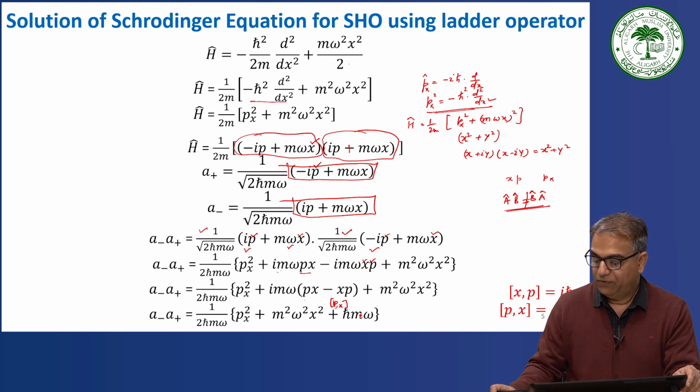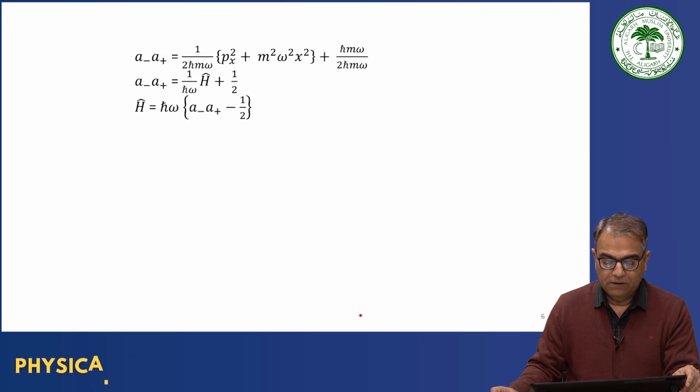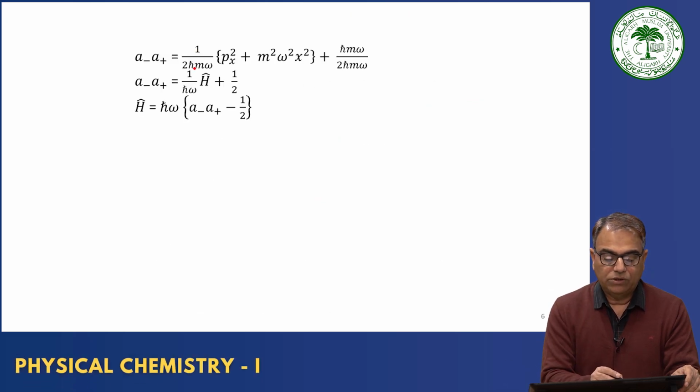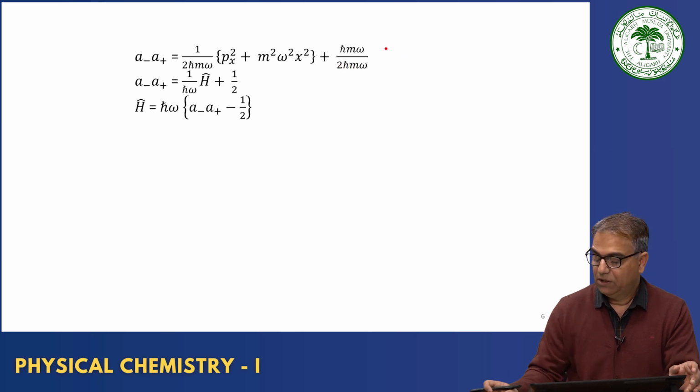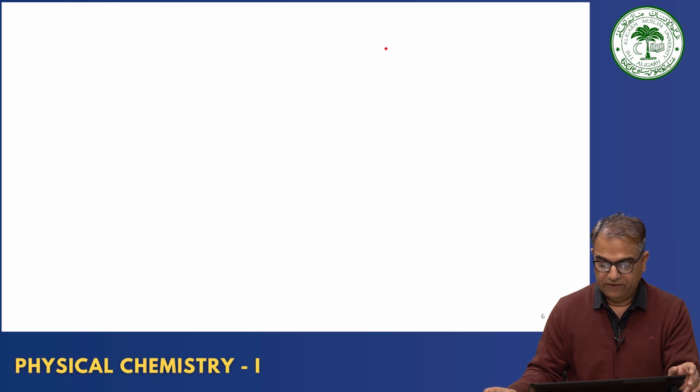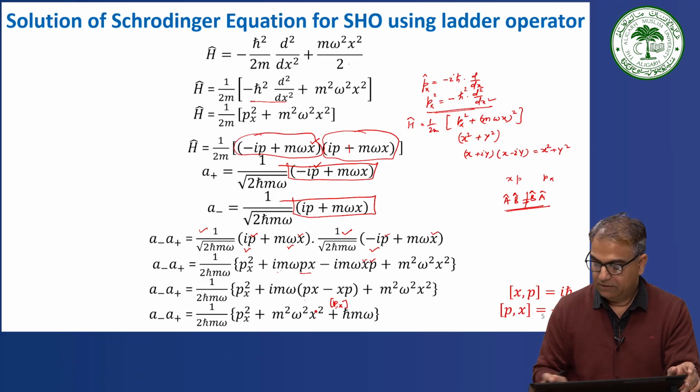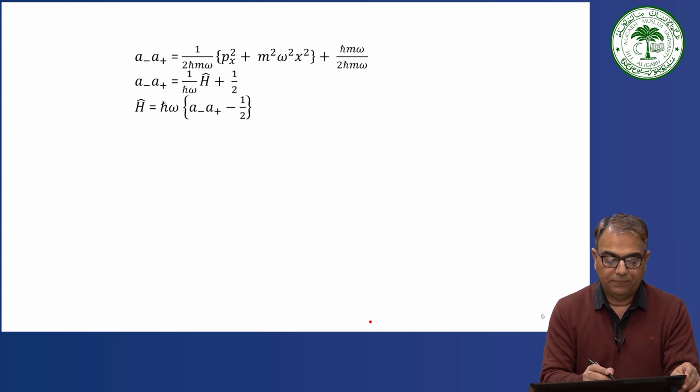If you rearrange this, then you get 1 by 2 h cross m omega times Px squared plus m squared omega squared x squared, plus h cross m omega divided by 2 h cross m omega. We have split this equation into two parts. One is this one, first we combine these two, and the second will be this one. So it becomes A minus A plus, plus 1 over h cross omega, and the operator.